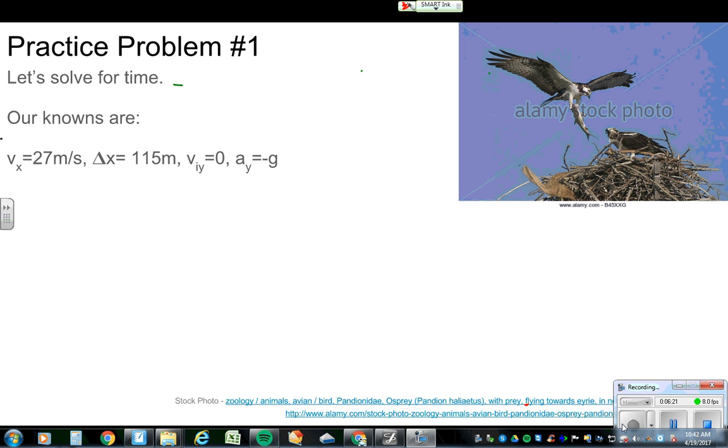My acceleration in the y direction is negative g, or negative 9.81 meters per second squared. And I'm looking for my initial position. What is my initial position? So the first thing I need to do is find my time, and I'm going to do that in the horizontal direction.